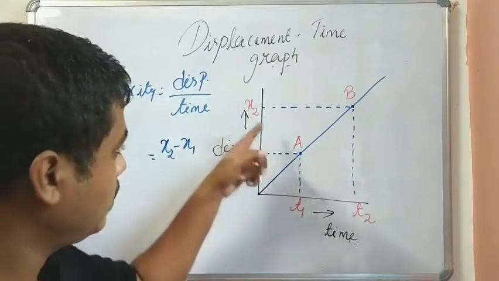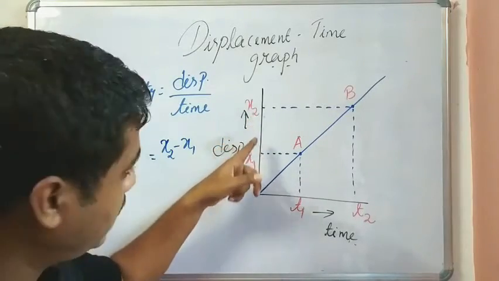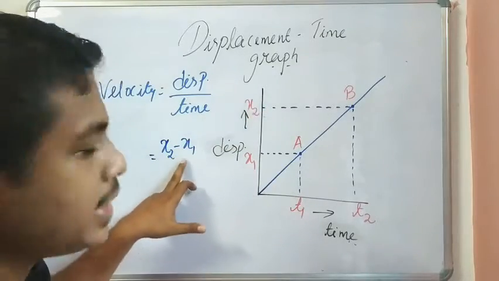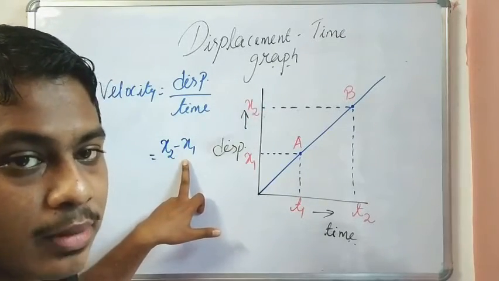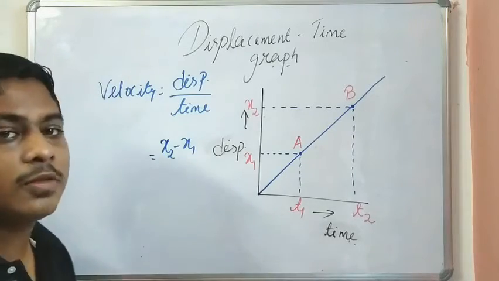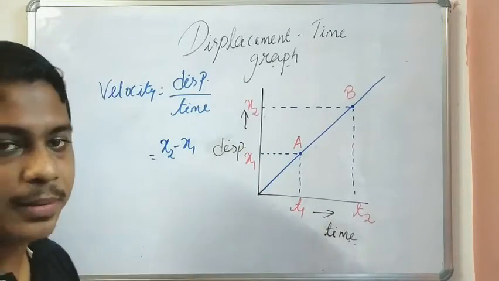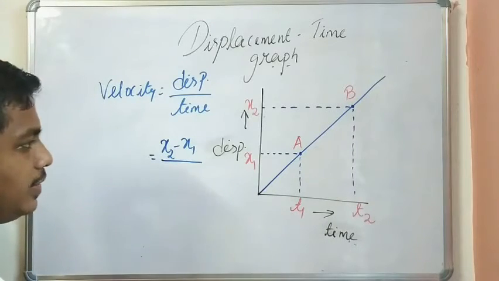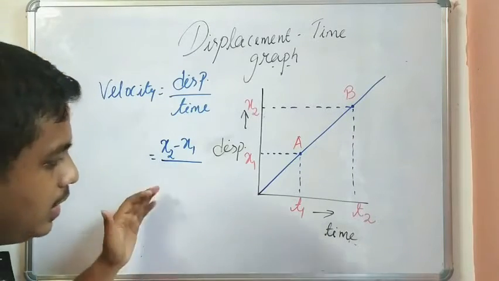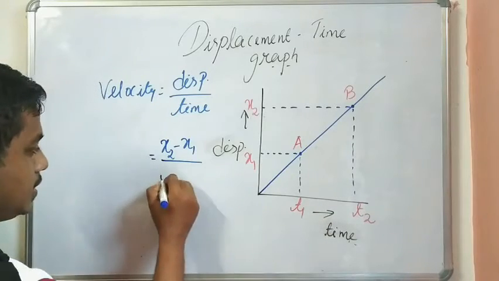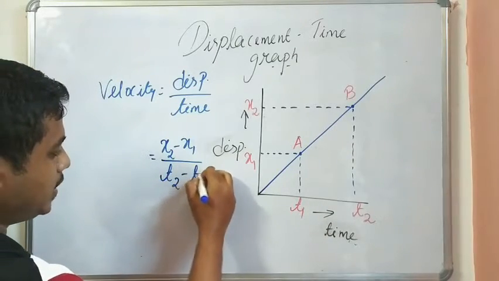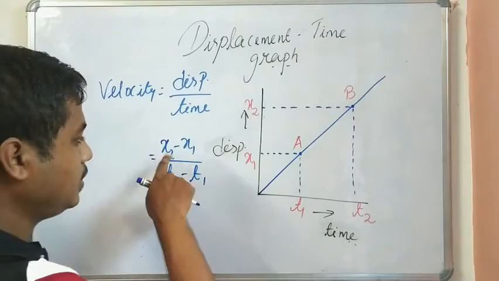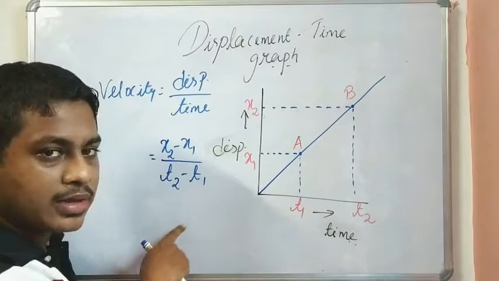Since x2 is the final position and x1 is the initial position, we take the difference of the two. So the displacement from point A to B is x2 minus x1, divided by the time, which is final time minus initial time, that is t2 minus t1. So velocity is x2 minus x1 divided by t2 minus t1.